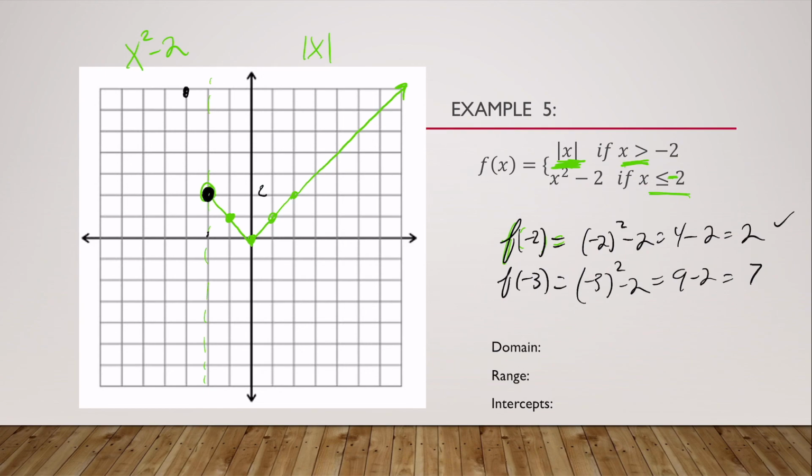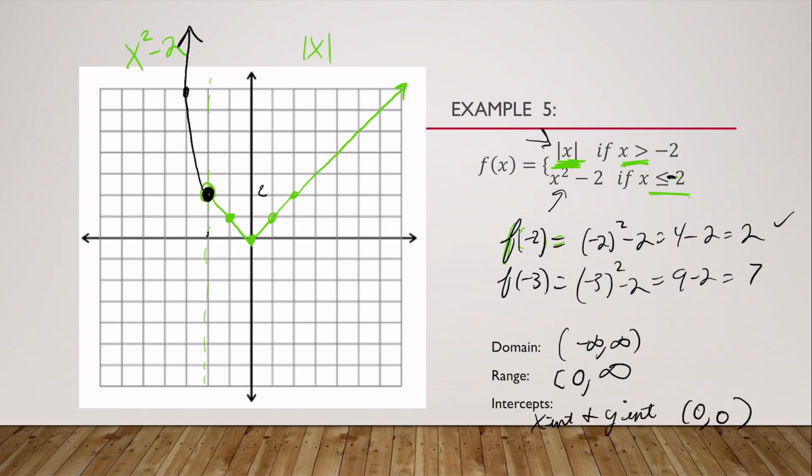So there we go. And this is a parabola, so it's going to have a little curvy shape. What's interesting to see is that where we had a gap left by our absolute value function, our quadratic function filled in. So our domain is all real numbers, and our range goes from 0 to positive infinity, and our x and y intercept are the same point, and that's our origin, which is the point (0, 0).